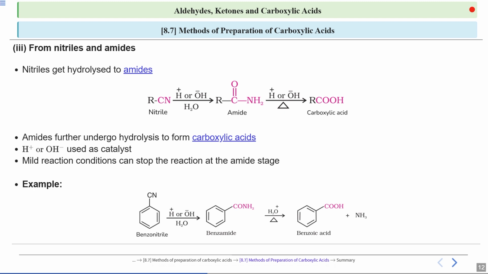So if the reaction conditions are mild, then you stop only at this amide stage. And if you further hydrolyze this amide, you get benzoic acid. Further hydrolysis of the amide gives you benzoic acid, and ammonia is released as a byproduct.